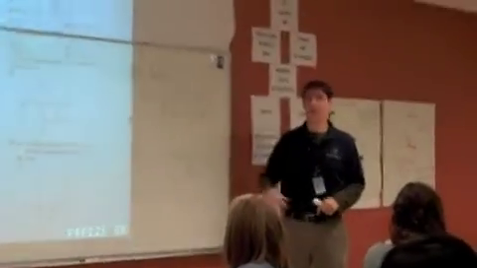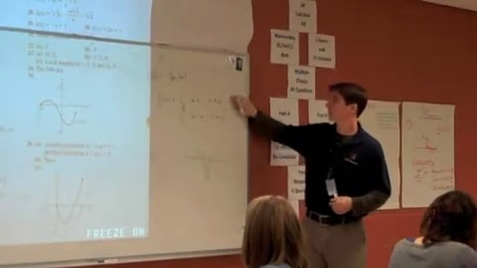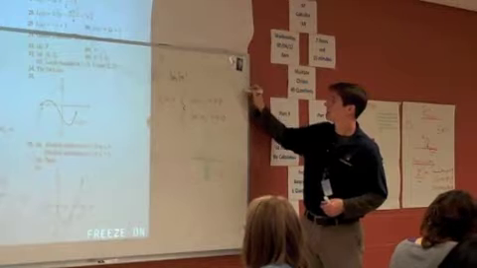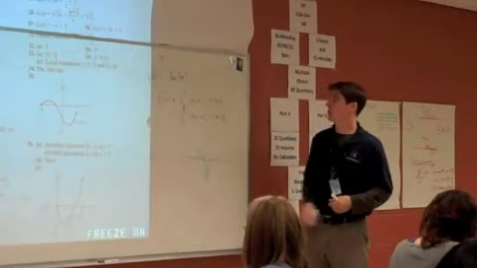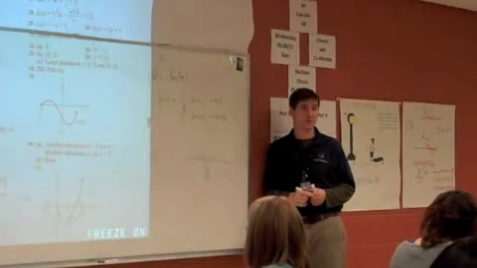What's the derivative of natural log of x? 1 over x. Which would be 1 in this case. What's the derivative of natural log of negative x?